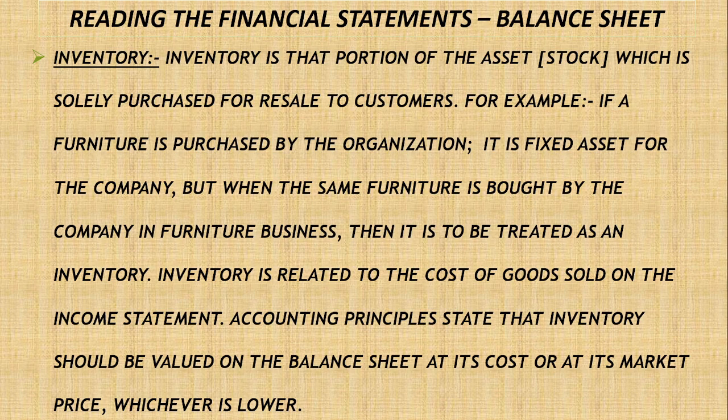Inventory. Inventory is that proportion of the asset or stock which is solely purchased for resale to customers. For example, if furniture is purchased by the organization, it is a fixed asset for the company. But when the same furniture is bought by a company in the furniture business, then it is to be treated as an inventory.